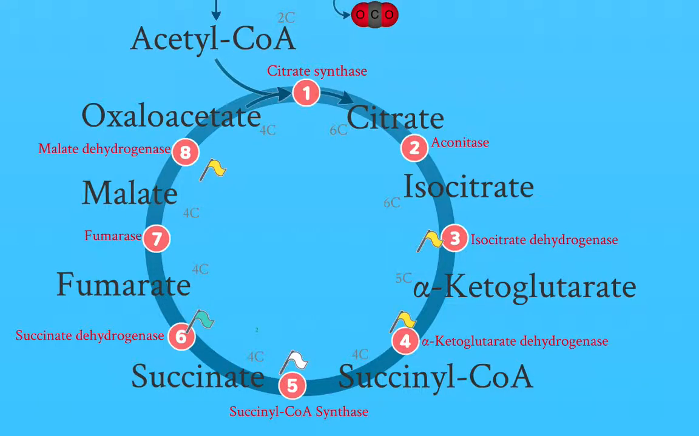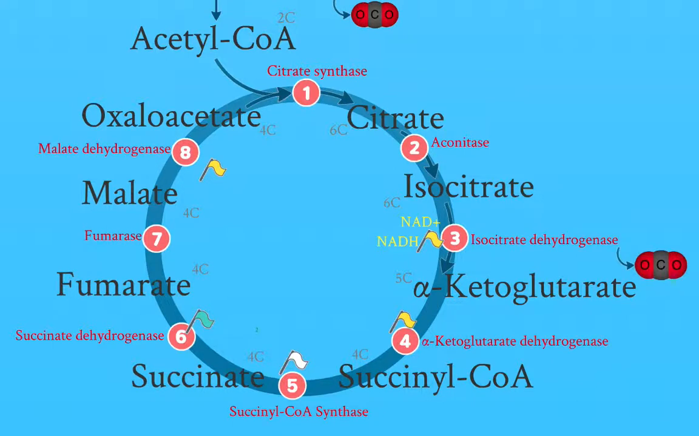We begin with 6 carbons and end with 4. These 2 carbons will be lost as carbon dioxide. Citrate's twin, or isomer, is isocitrate. The 6-carbon isocitrate is oxidized to the 5-carbon alpha-ketoglutarate. In losing our first carbon, we have reduced NAD+ to NADH and produced 1 molecule of CO2.